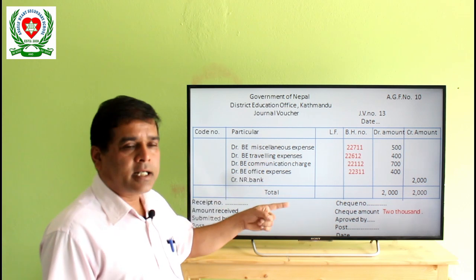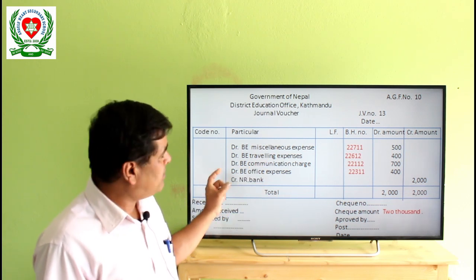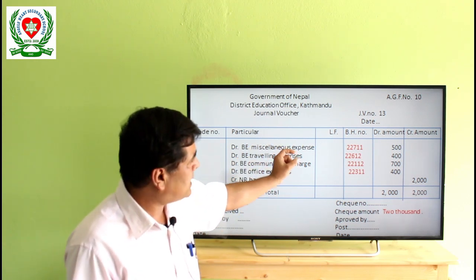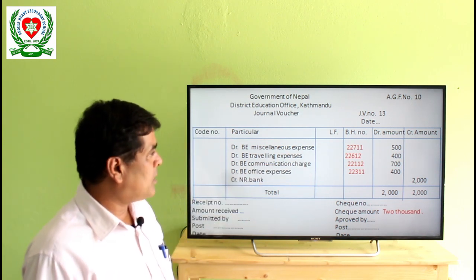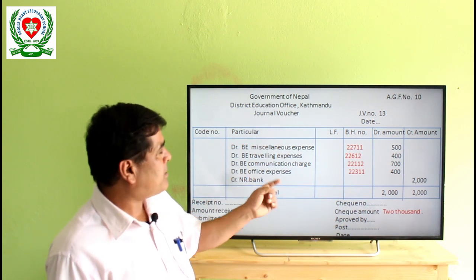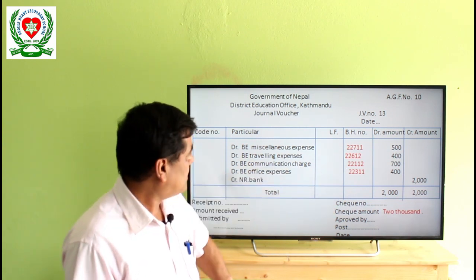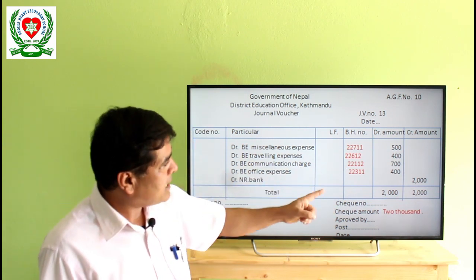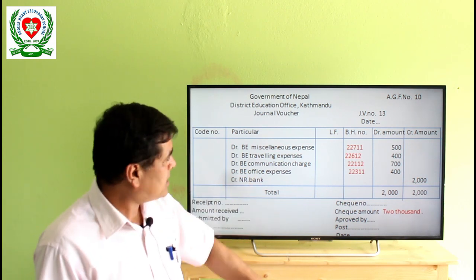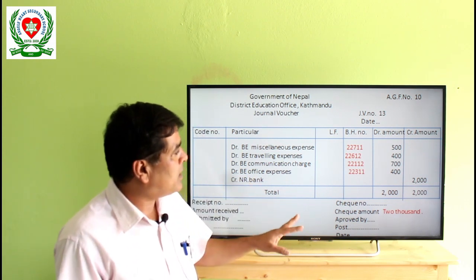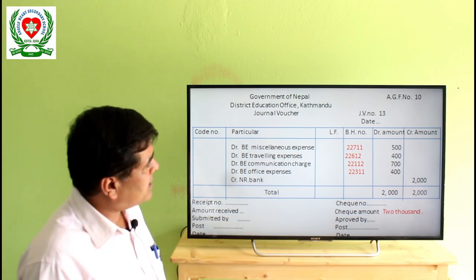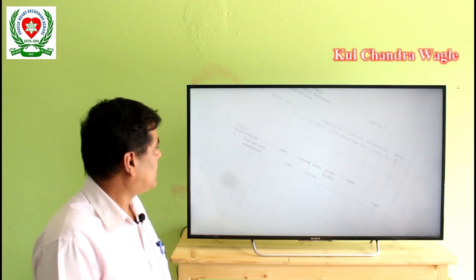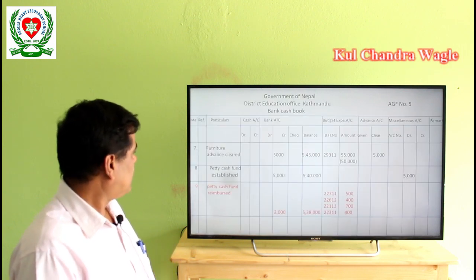Debit B miscellaneous, it is for tea and coffee, we have to keep in miscellaneous account 22711 BS number, amount 500. Travelling expenses, it is taxi fare, in this way 400, communication charge 700, office expenses 400, and the total amount 2000 is NR Bank, and it is written in the bank cash book in this way.